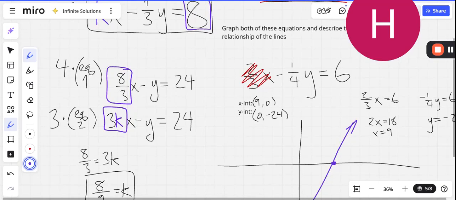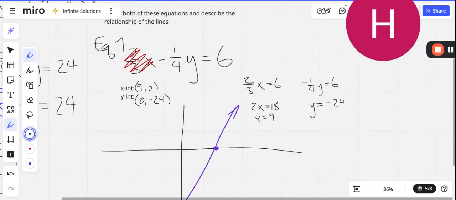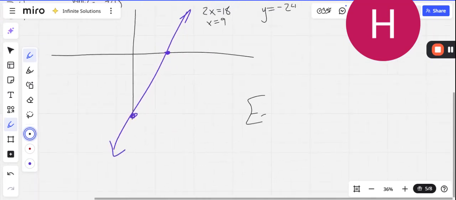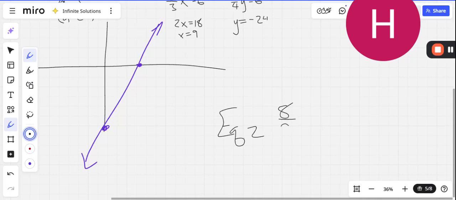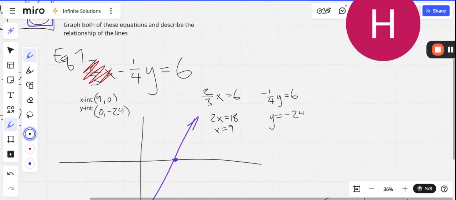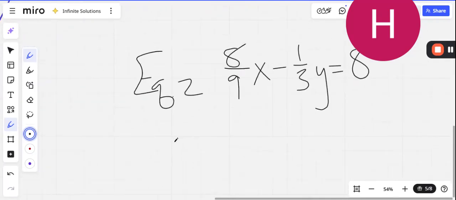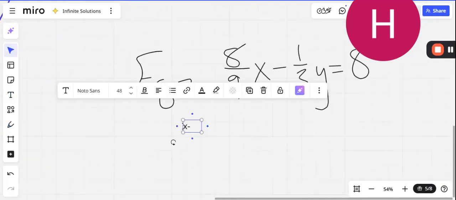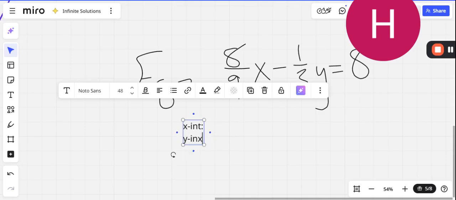Now, let's take a look at the second equation. I forgot to label this Equation 1. Let's take a look at the second equation, Equation 2, which was kx. We found out that that was 8/9 x minus 1/3 of y equals 8. Okay. Well, let's do the same thing. Let's find out what is our x-intercept. Let's find out what is our y-intercept.